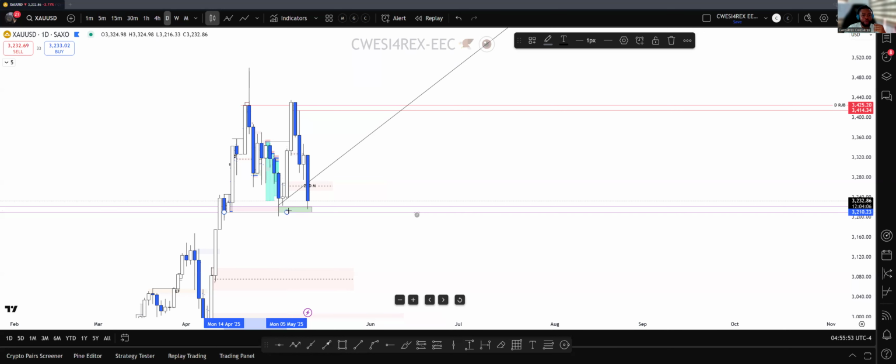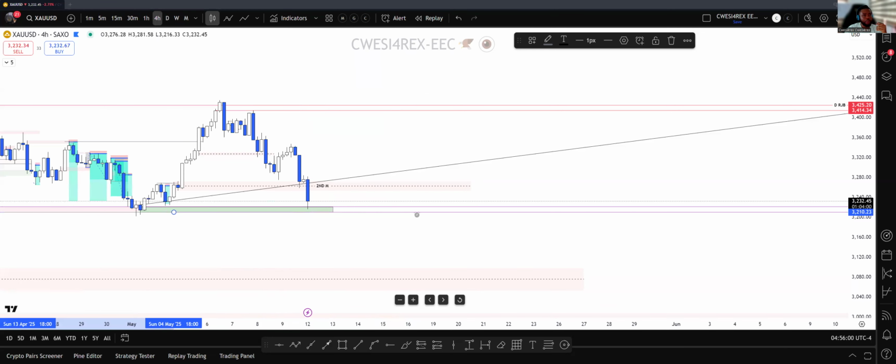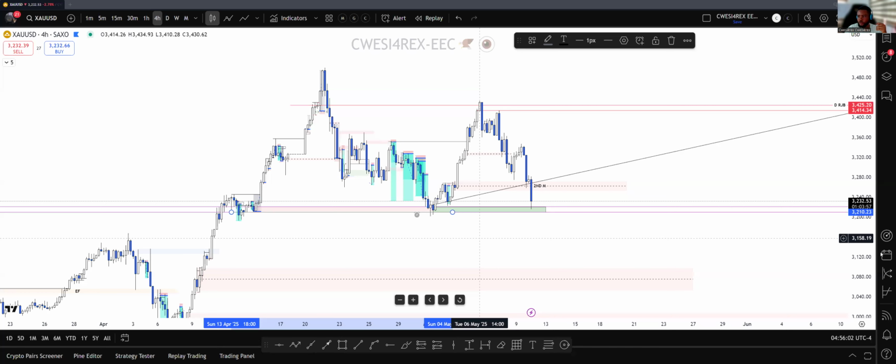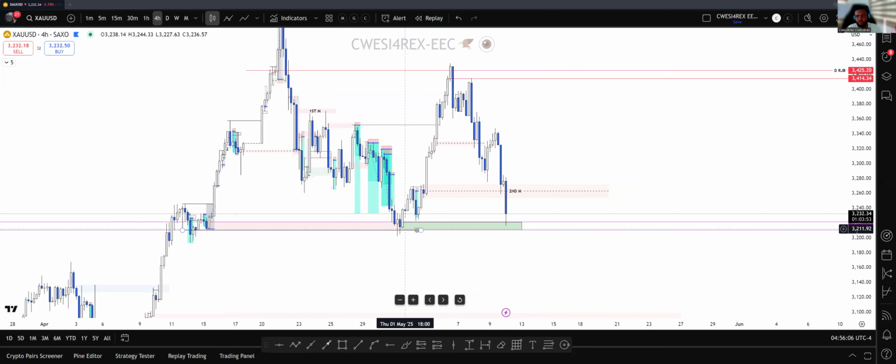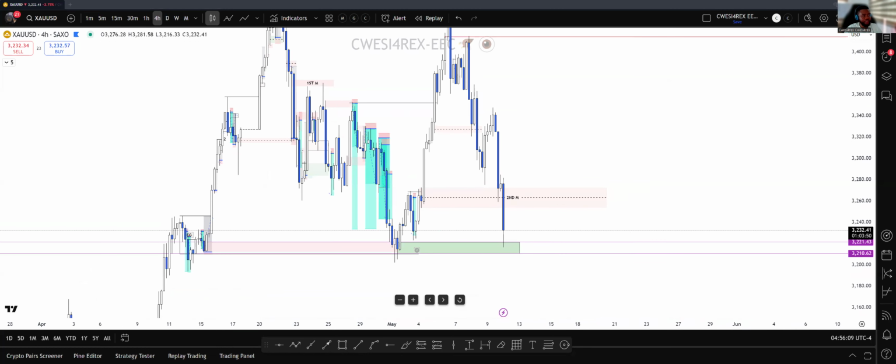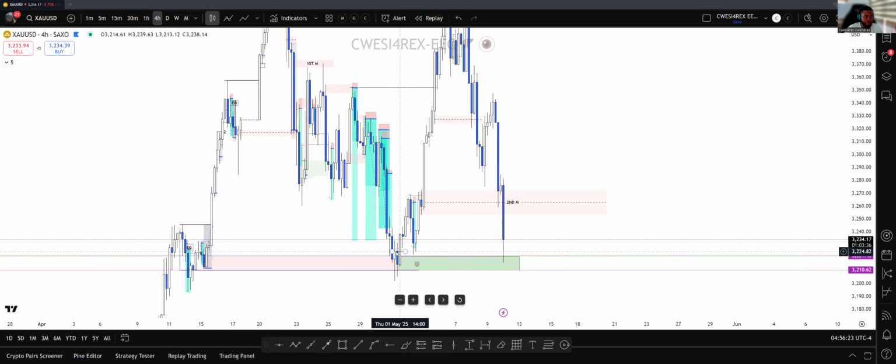So now we have daily rejecting daily. We need to move one time frame lower, which is H4. On H4, you can see we have this breakout over here. Pay attention. This bullish H4 breakout over here is the most important thing that we need.